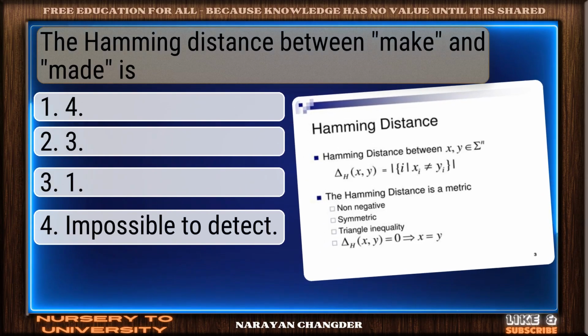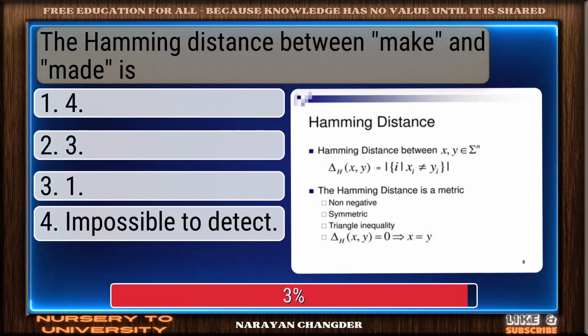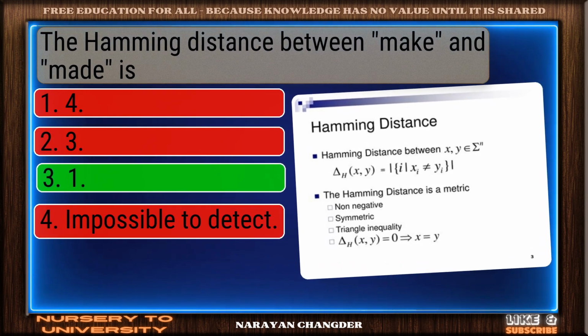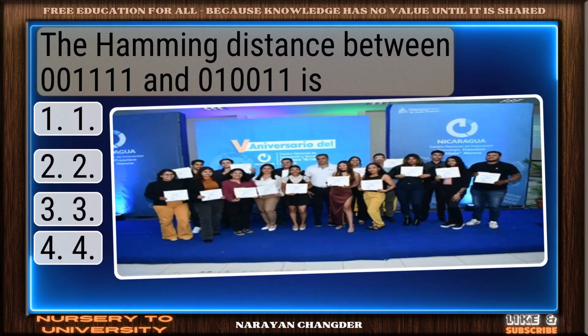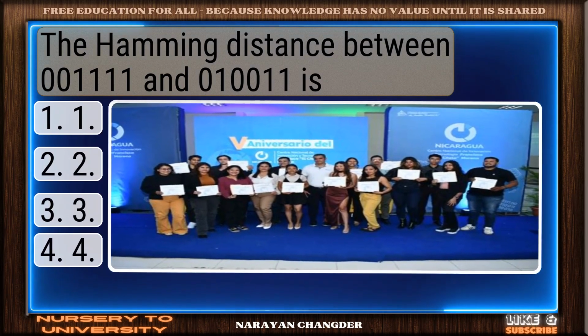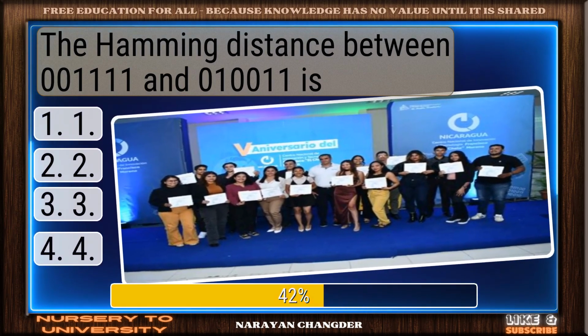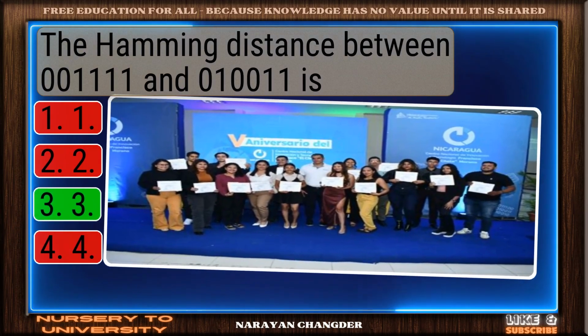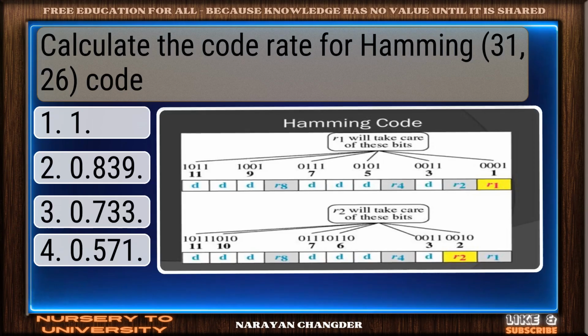The Hamming distance between make and made is... Smart pick, 1 is the correct choice. The Hamming distance between 01011 and 20111 is... Well reasoned. 3 is the correct choice.